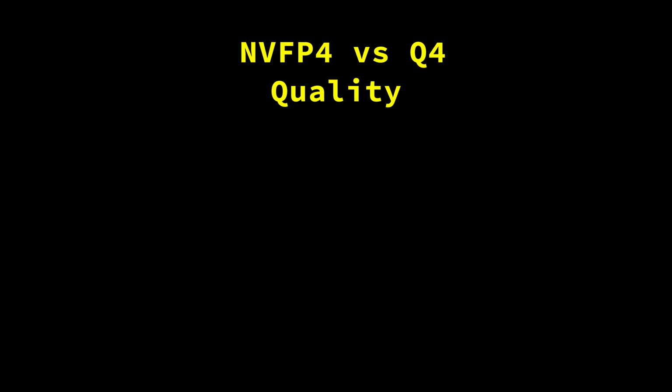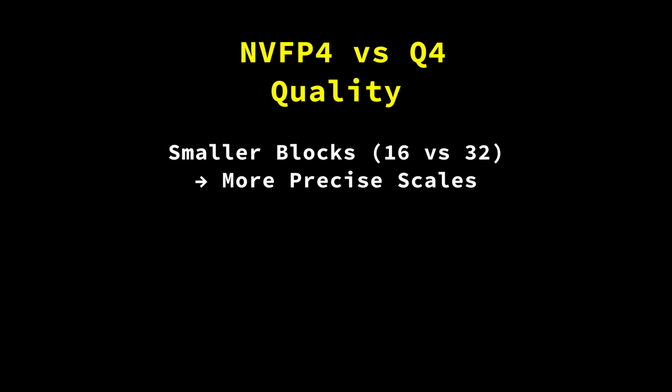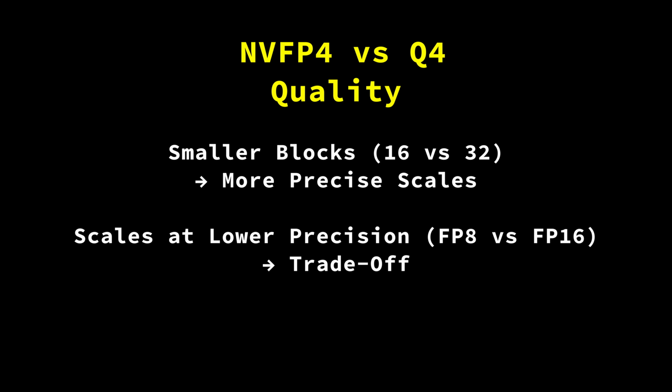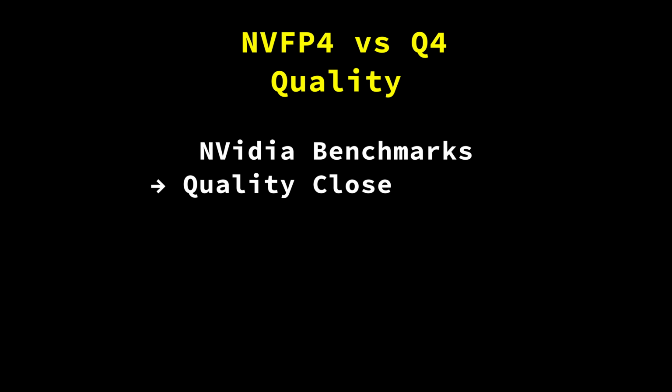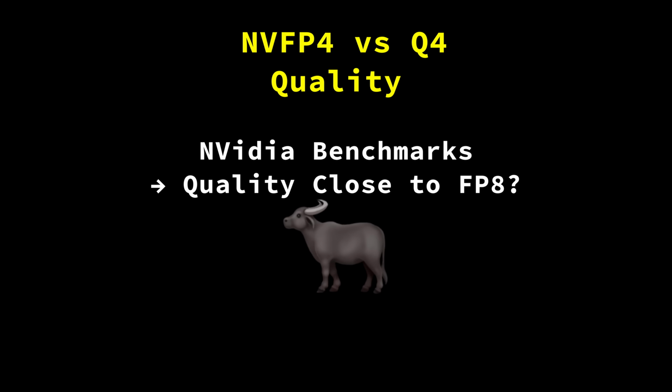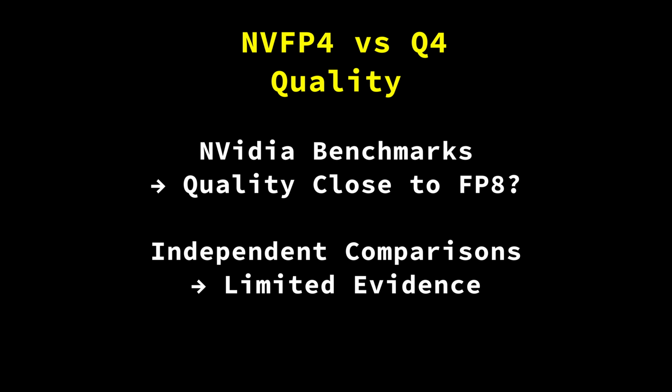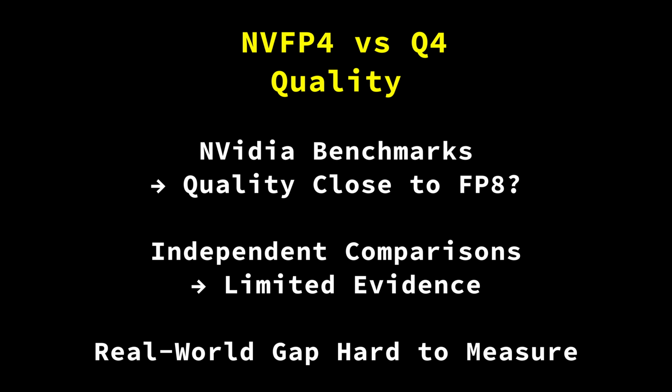So, what do we see from this architecture? Smaller blocks mean more precise scales. But scales are at lower precision, which offsets the above somewhat. While the float values provide non-uniform precision, they're more precise near zero, where most weights cluster. And NVIDIA says its quality is close to FP8. Wow. The fact is that we have limited independent comparisons. And it's genuinely hard to measure. But let's try to do that and see the results.